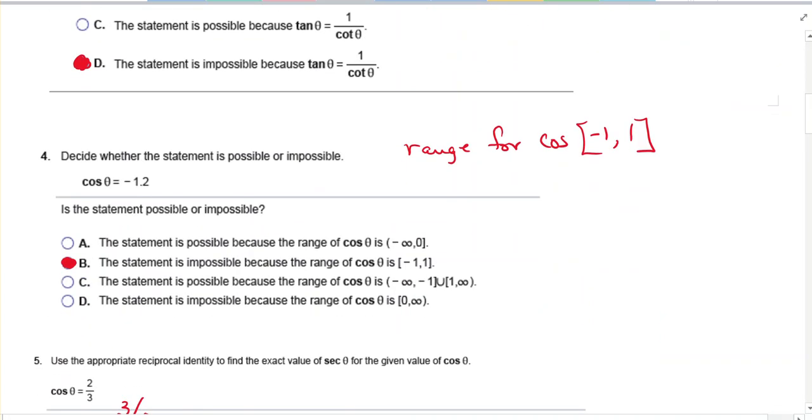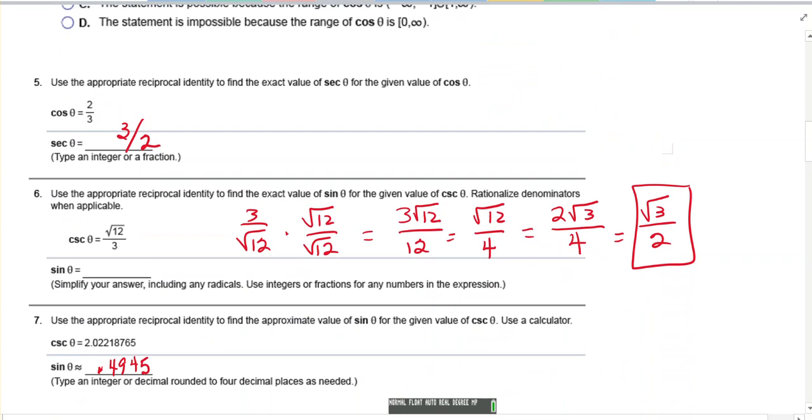Can cosine theta equal -1.2? Remember we said that cosine cannot be below -1 or above 1. So since -1.2 is below this, that is impossible because of the range, and the range is from -1 to 1. All right, number 5, use the appropriate reciprocal identity to find the exact value of secant for this. Well, if cosine's 2/3 and they are reciprocal, then secant would be 3 over 2. We would just flip it.